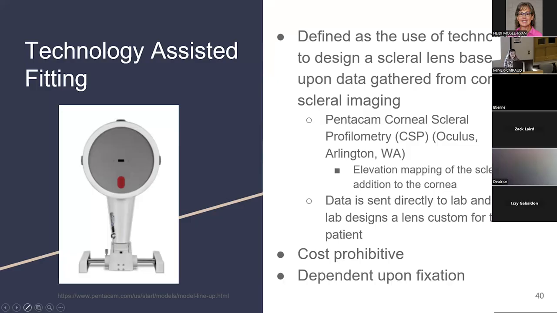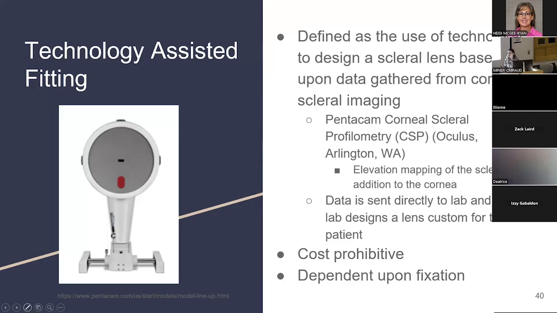Well, one, it's time consuming. If you have ever done one of these for me, you know this takes 5 scans. And it's 5 Pentacam scans. So they're not fast. It's cost prohibitive. It's very expensive to design lenses this way because they are new. It's innovation. It's exciting. It's always going to cost more. And then it's also dependent upon the fixation of the patient.